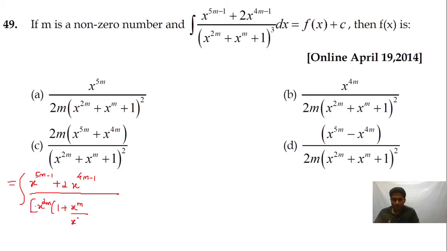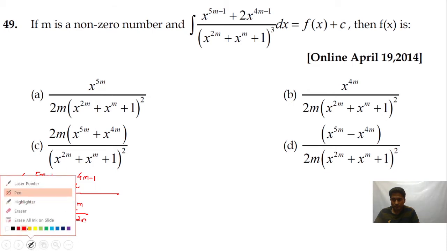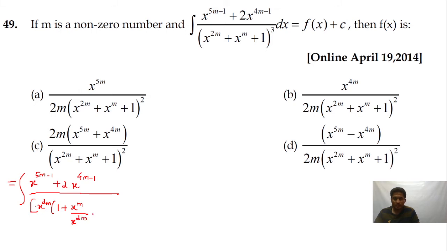X to the power of 2m plus 1 divided by x to the power of 2m, and then whole cube. X to the power of 2m, this is whole cube. You multiply, you get back the same thing. Okay, so this can be written as x power 2m out, 1 by x power m.